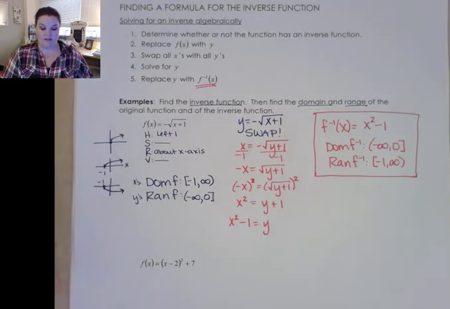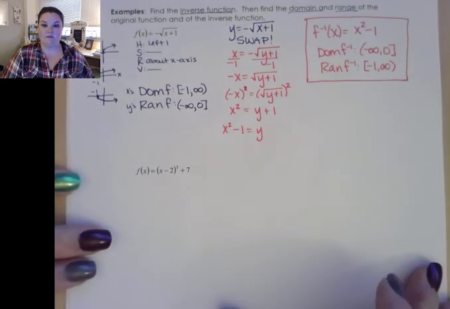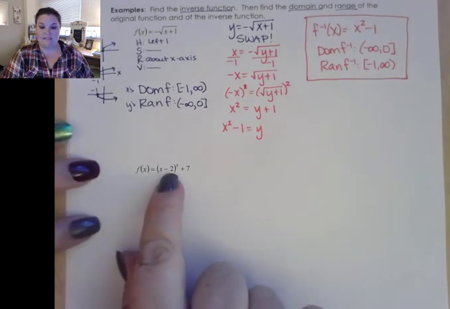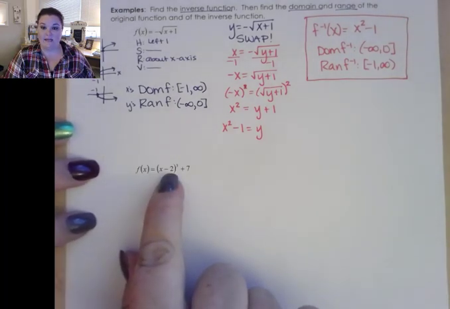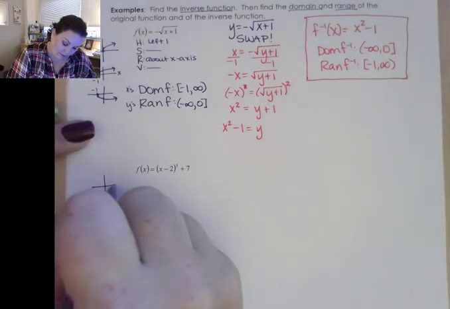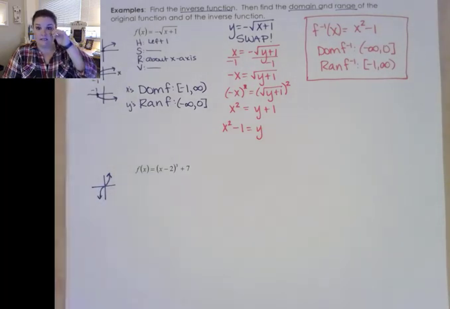Okay, let's look at another one. Same idea. So we start off by determining, does this have an inverse? It's a cubed, so yes, cubics should have inverses. Remember, cubics are our little swoosh function that we did at the very beginning of this section, right?